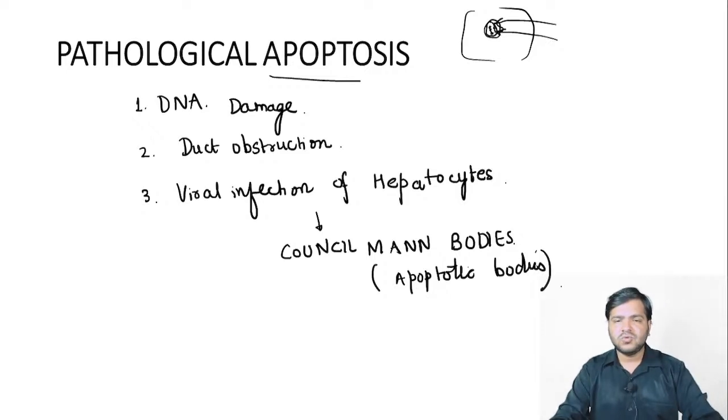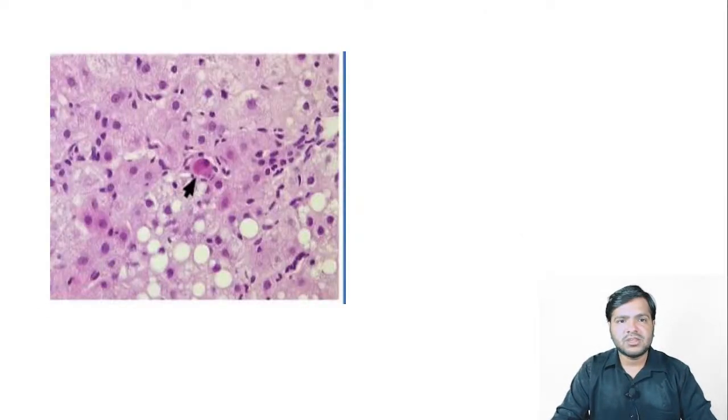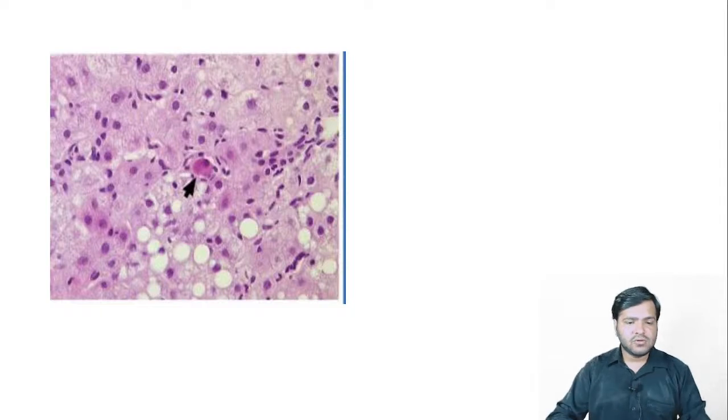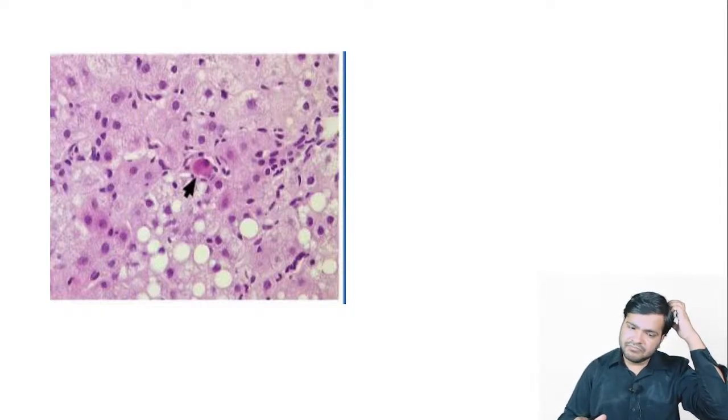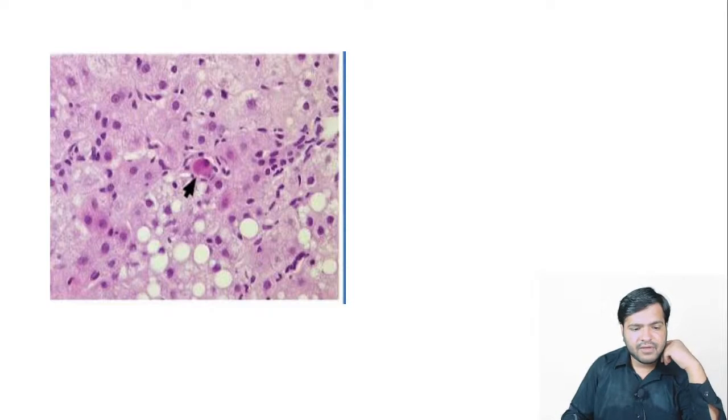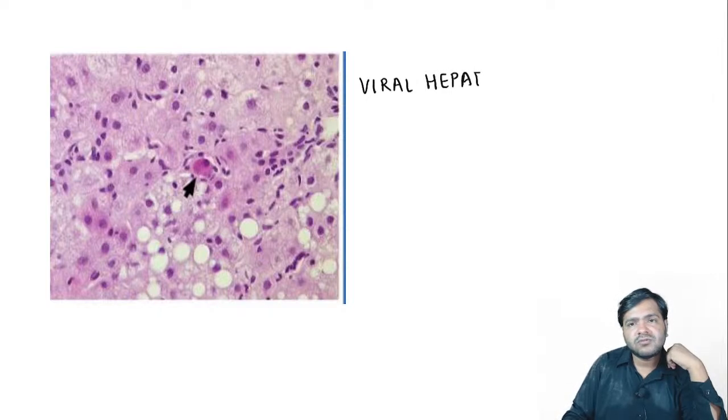Now I will show you this with the help of a microscopic picture I have included over here. This is basically seen in cases of viral hepatitis. I've just taken one picture, a microscopic picture. In viral hepatitis, you will be able to see this particular structure that is called councilman bodies.